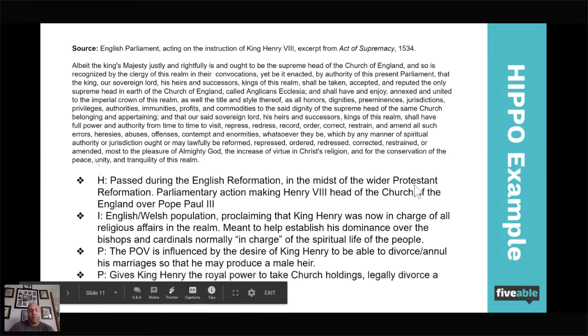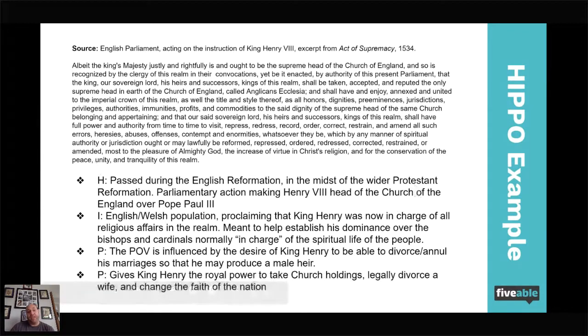And then the purpose is it's going to give King Henry that power over the church holdings. Remember, one of the things that he does is he seizes all the monasteries and the convents, takes church land, and sells it off. That makes him a very wealthy man. It also allows him to legally divorce his wife, and it ultimately changes the faith of the nation. Okay, so all of this, by the way, I did based off the source. I never read the document.